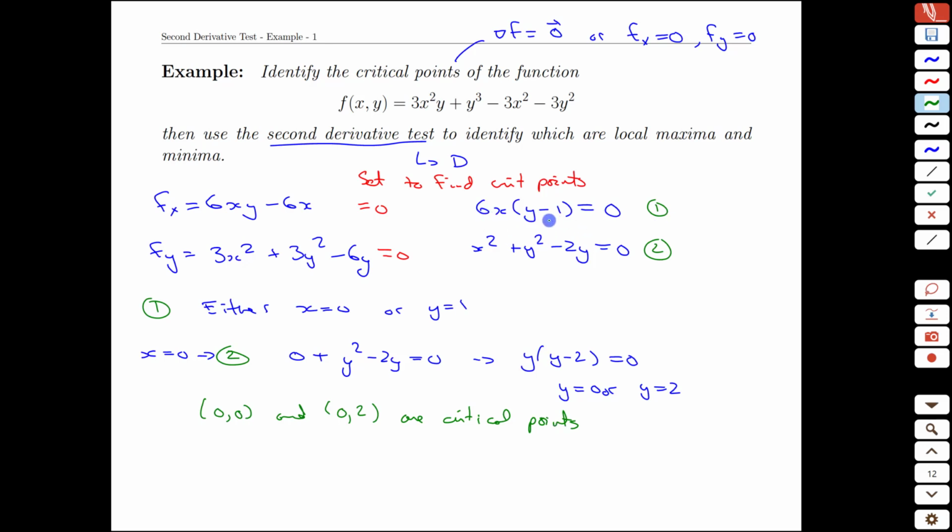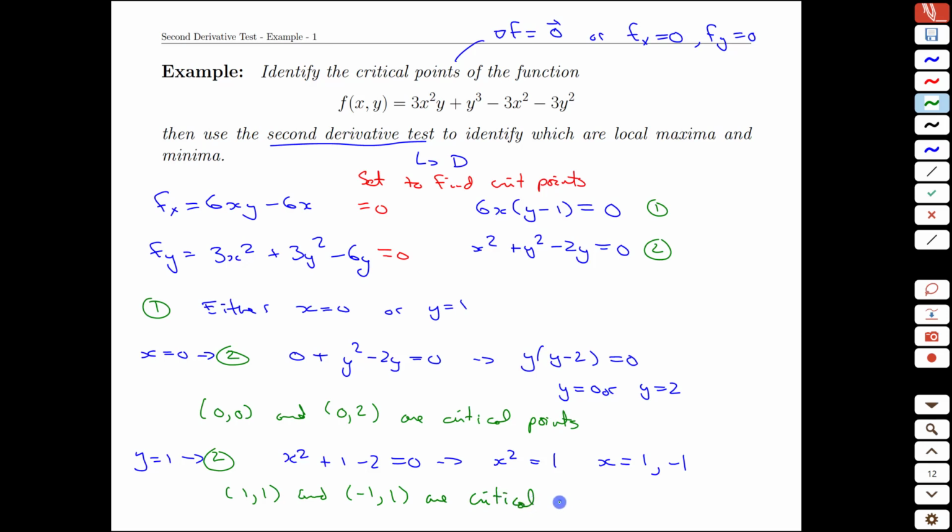Next up, we go back to the other trail. We had x equals 0, we've investigated that. The other possibility is y equals 1. If we take that and use that in equation 2, then we'll have x squared plus 1 minus 2 equals 0. And that translates to x squared equals 1, negative 1 on this side turns to plus 1 on that side. That'll give us x equals plus 1 or minus 1. Well, that leads to x equals 1, y equals 1: (1, 1) is a point. X equals negative 1, y equals 1 as another critical point. And so in total, we have 4 critical points out of this entire search.